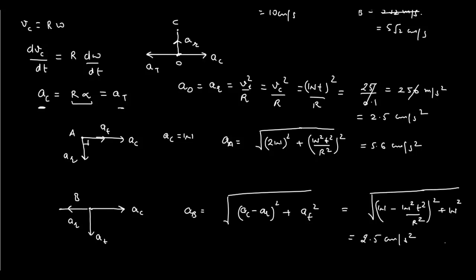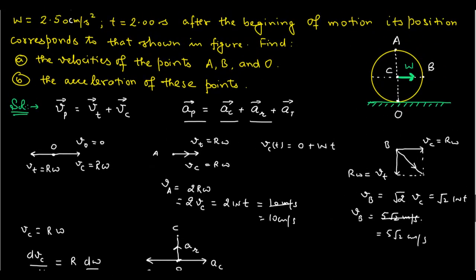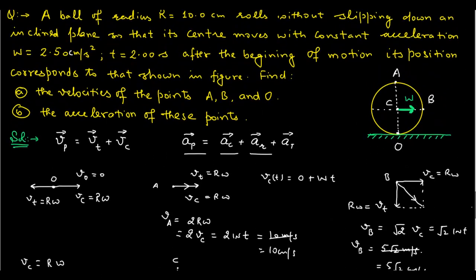Clear? So this is our answer to both parts A and B, in which we have to calculate the velocities at points A, B and O, and the accelerations at these points A, B and O. Clear? So you have to remember this important result and you will be able to solve this completely.